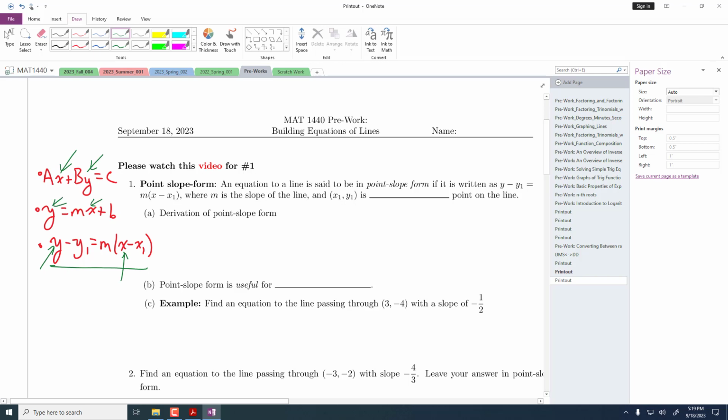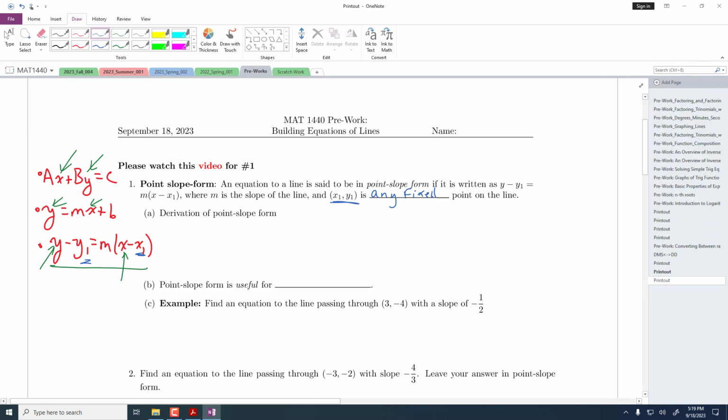What often then causes some confusion for students is the presence of this x1 and this y1. And I want to tell you that the ordered pair x1, y1 is any fixed point on the line. So once I fix that point, I leave it alone. And here, in this form of a line, we also have the value m, but that's just the same m that we've used here, which stands for the slope of the line. Okay? So this is the form that we want to focus on whenever we're building the equation of the line.